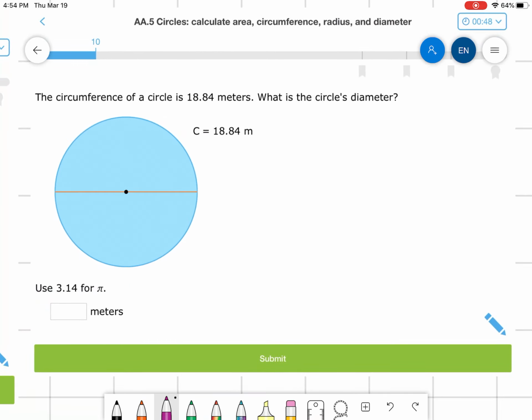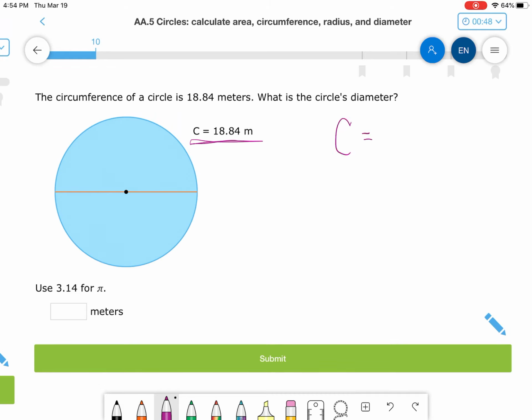All right. The second example says the circumference of a circle is 18.84 meters. What is the circle's diameter? This one is a little bit tricky because it's asking us to go backwards. It already gives us the circumference, and we need to figure out the diameter. So we actually have to do a little bit of algebra here.